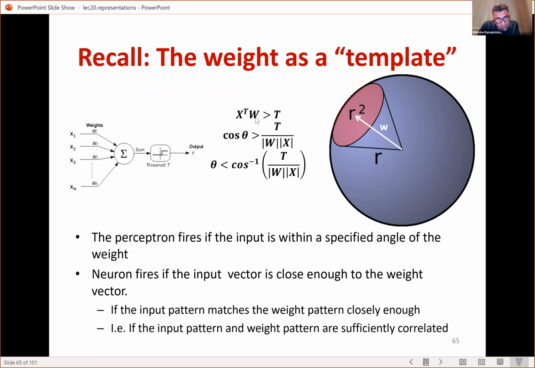A simple perceptron is going to fire if the inner product between the weights and the input is greater than a threshold, which is the same as saying that cos theta must be greater than some value, right? Which is the same as saying theta must be less than some other value, because cos theta is going to be maximum when theta is 0, right? In other words, this perceptron fires if the angle between w and x is less than some threshold. So in other words, the w represents a typical input that the perceptron is searching for.